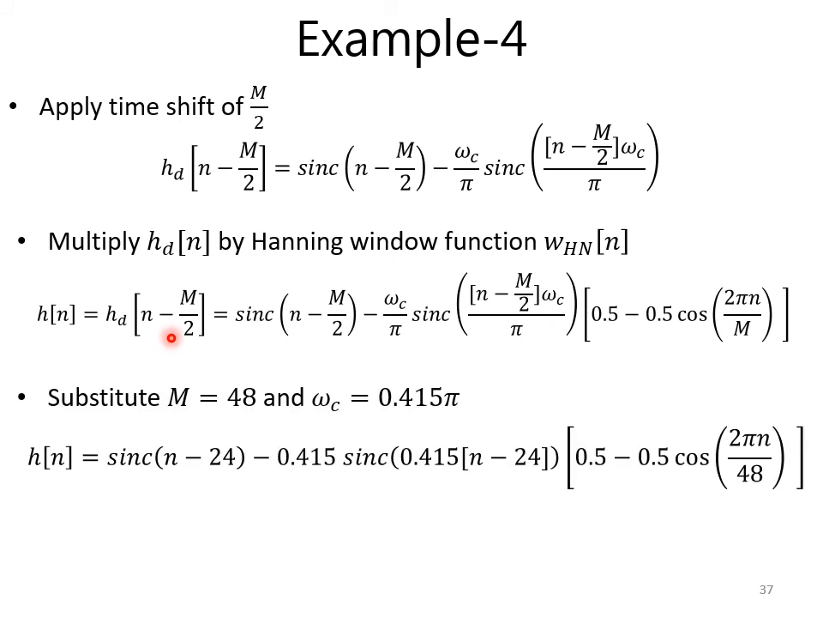Now we have to substitute the values M equal to 48 and omega c equal to 0.15. We have our filter design here. Now you can find the coefficients of the filter by substituting different values of n starting from 0 to 48. So we have a total of 49 coefficients. So the length of the filter is 49, and we have 49 coefficients.